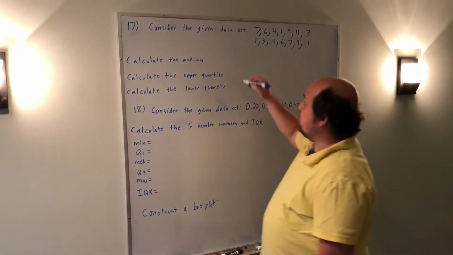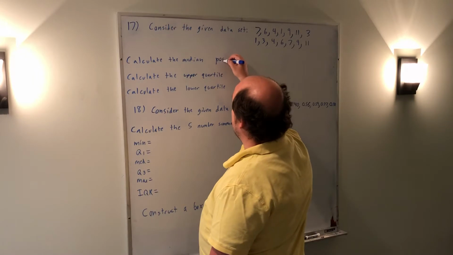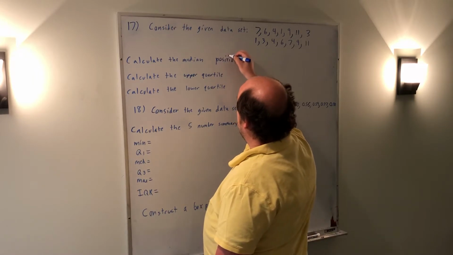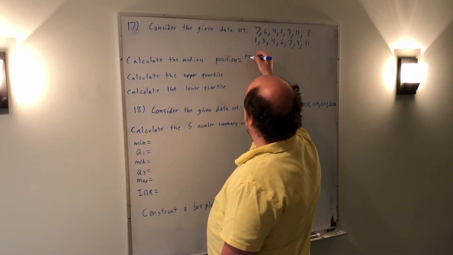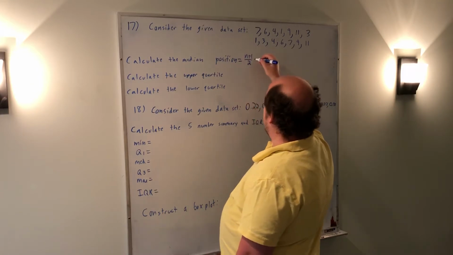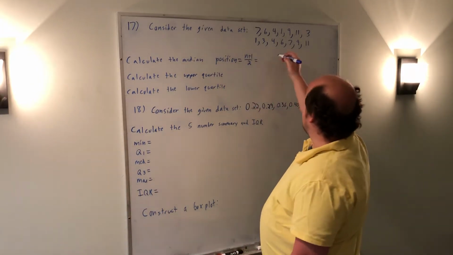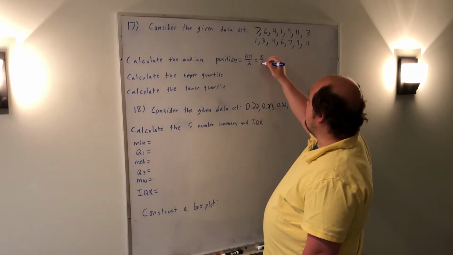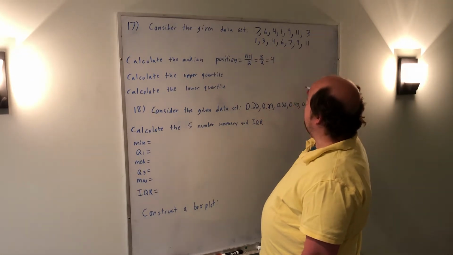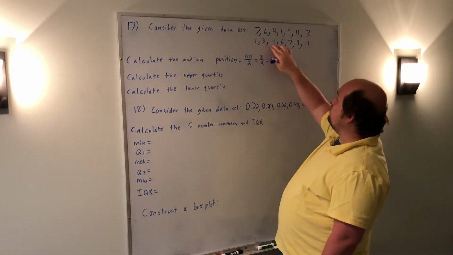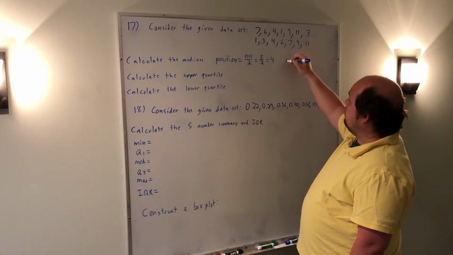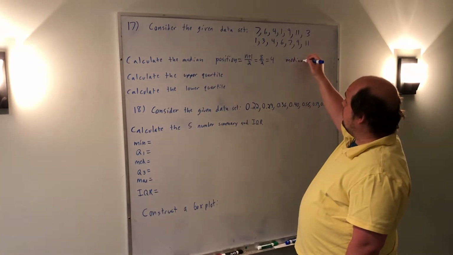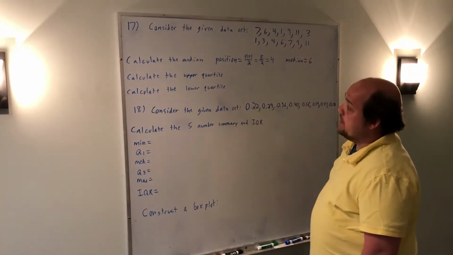So when I go to calculate the median, my position function equals n plus 1 over 2. When I do that, I get 8 over 2, which gives me fourth position. 1, 2, 3, 4. Median equals 6 for this data set.